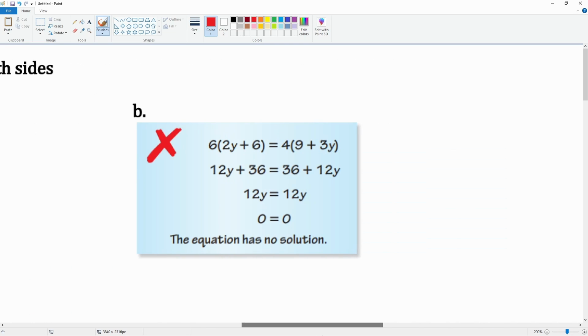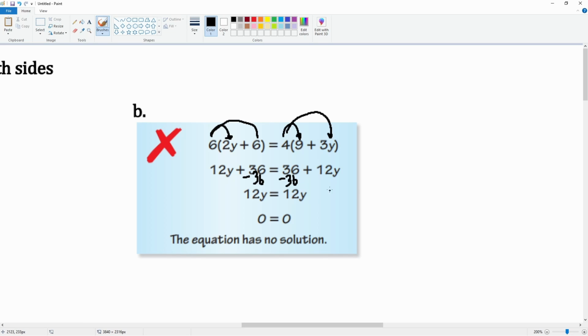Okay, B, let's take a look. Did they distribute right? 6 times 2y does become 12y. 6 times 6 does become 36. 4 times 9 becomes 36. 4 times 3y becomes 12y. That is correct. We subtract 36 from both sides.